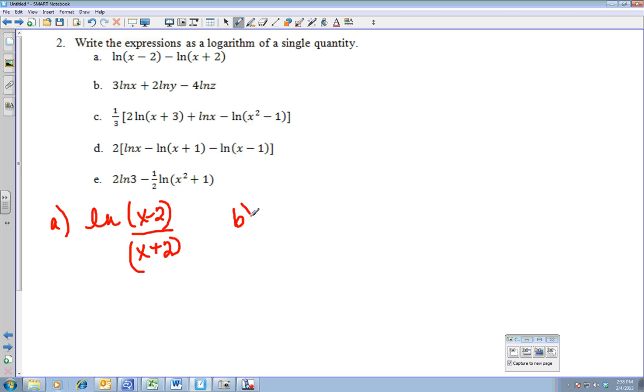Part B, all right, this 3 used to be an exponent, so I can write natural log of x to the 3rd. It says plus, so I'm going to multiply. Natural log of y, I've already written my natural log, so I'm just going to write y, and this 2 used to be an exponent. Minus, so that means divide, z to the 4th. And that's my answer.